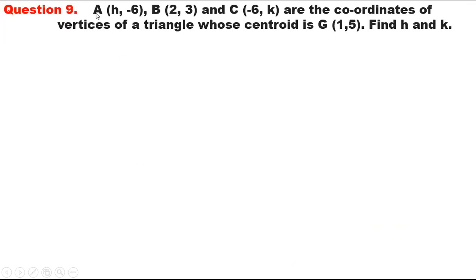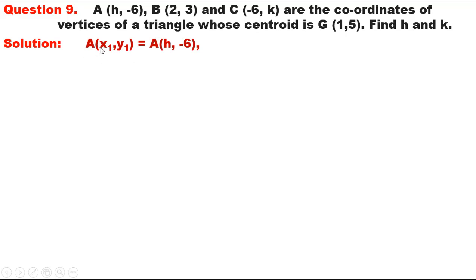Question 9. A(h, -6), B(2, 3), C(-6, k) are the coordinates of the vertices of the triangle whose centroid is G(1, 5). Find h and k.